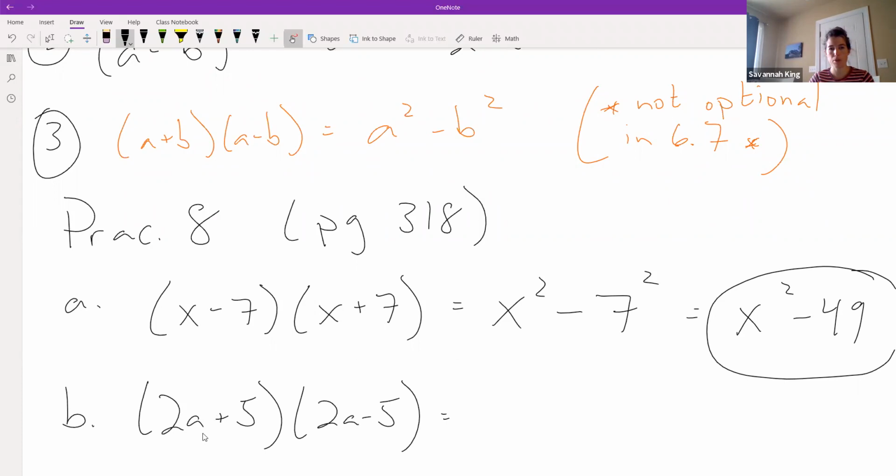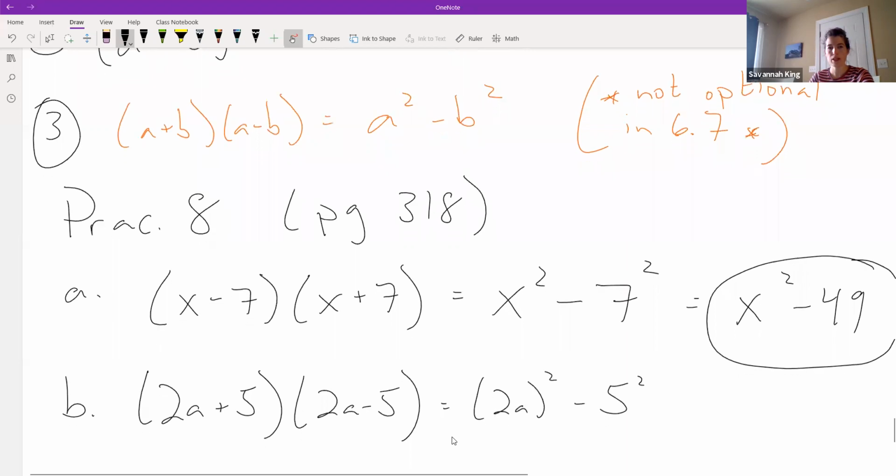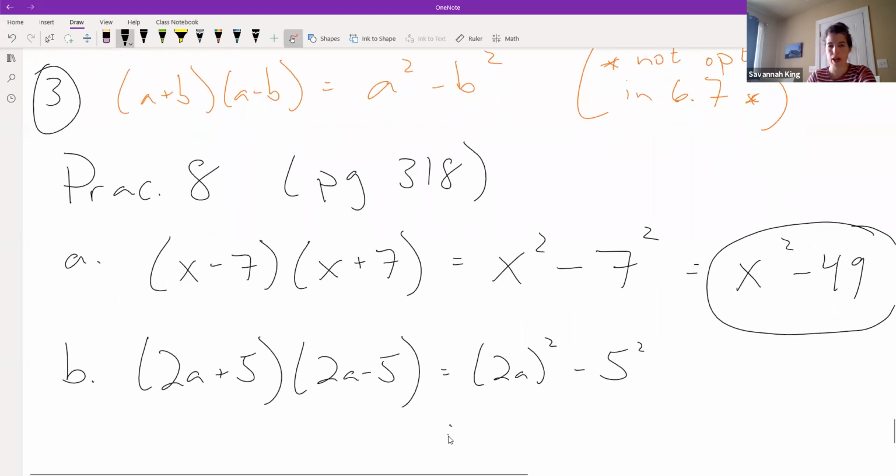Okay, the first item here is 2a. So I'm going to square that carefully. And here's where 6.2 can come back. You have something raised to a power. The 2 will get legitimately squared like we're used to, turn into a 4. A will turn into a squared minus 25.